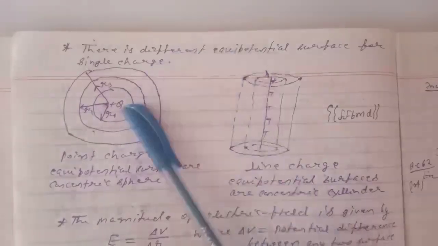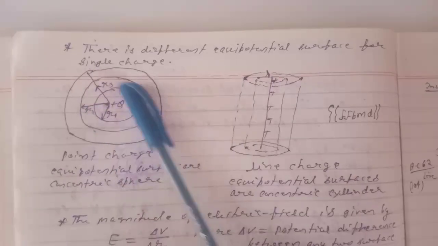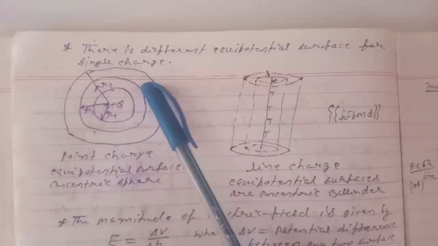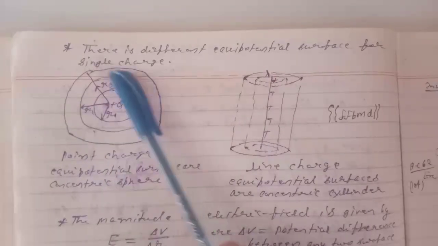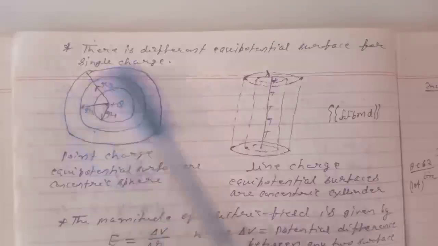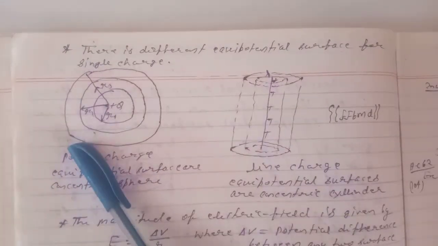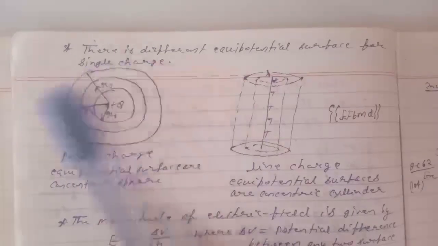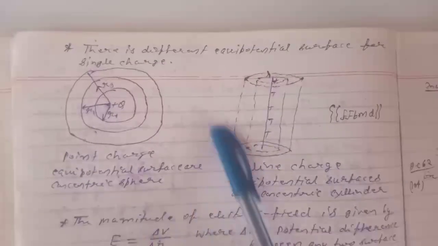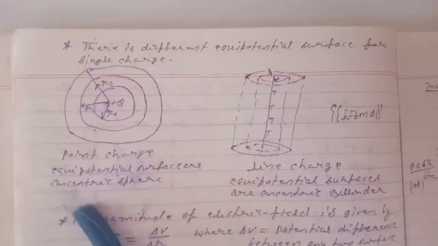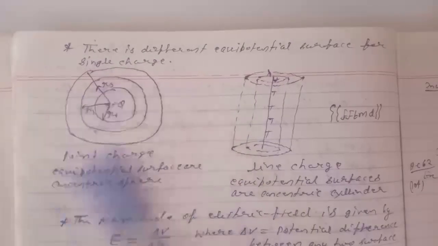For example, this sphere is an equipotential surface. On this sphere, everywhere potential will be equal. Similarly, this sphere is an equipotential surface at the distance r2, and everywhere on this surface potential will be the same. Similarly, this sphere is also an equipotential surface. Similarly, several spheres may be formed. So for a point charge, equipotential surfaces are concentric spheres.